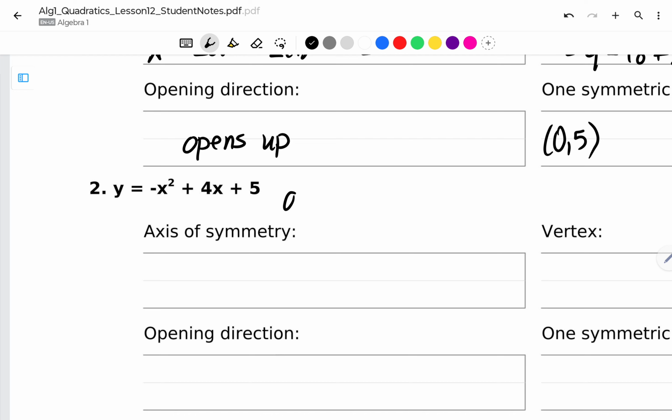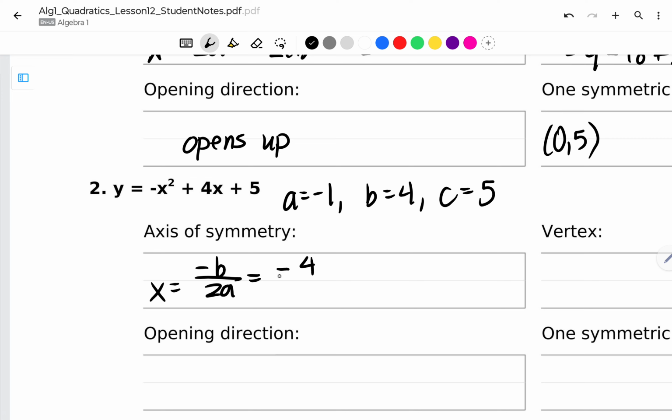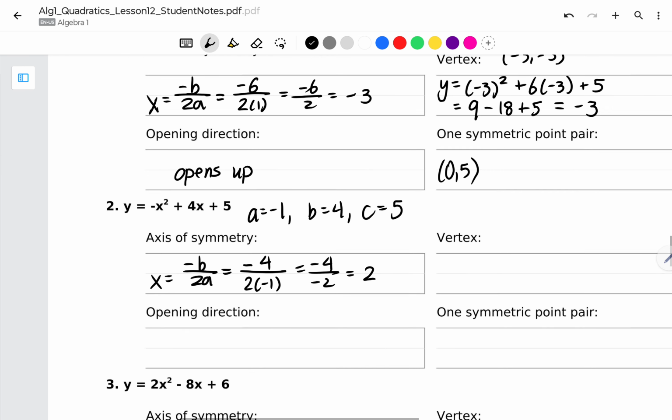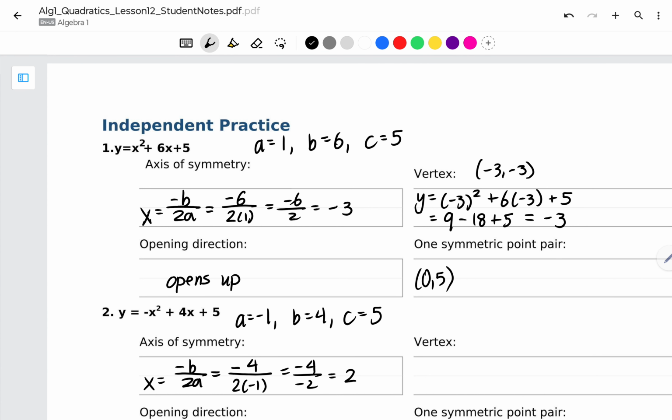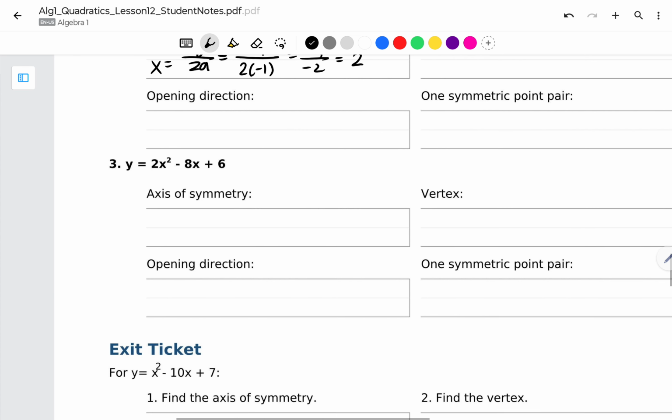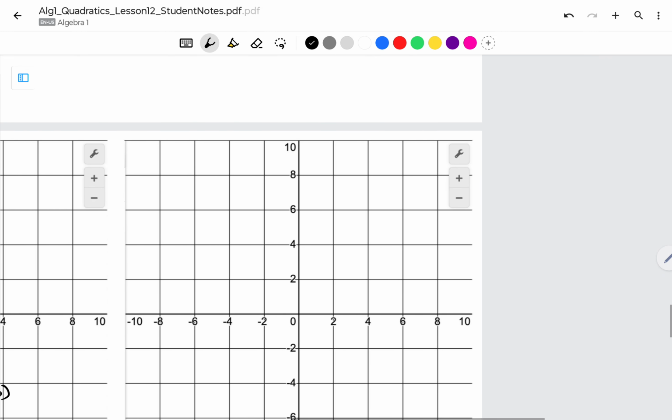A is -1, B is 4, C is 5. So I wonder if anything changes once our A is negative this time. Axis of symmetry, -b over 2a. So that's -4 over 2 times -1. That's -4 over -2. That's +2. So our axis of symmetry, I'm going to do this one on this side, is at 2.